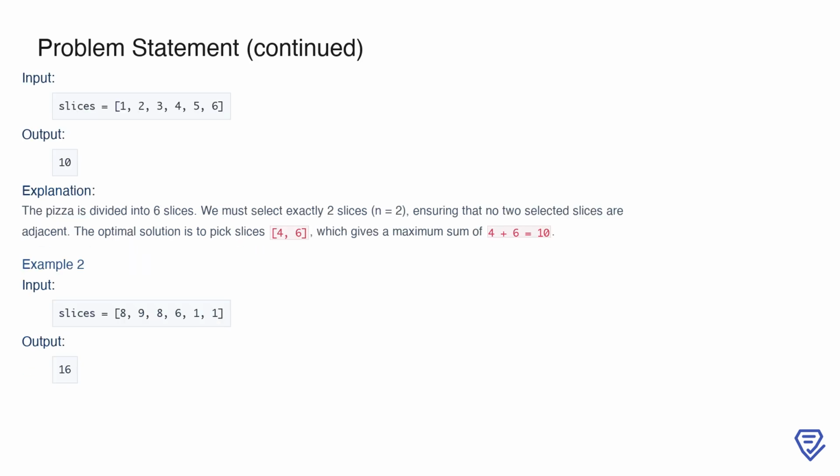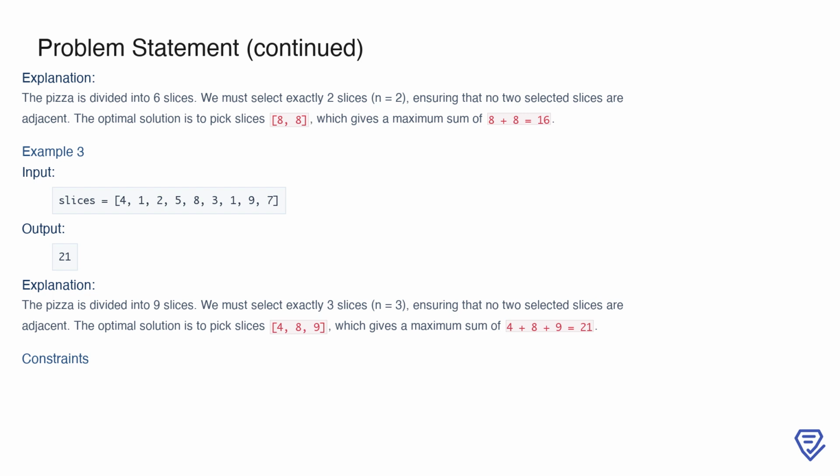Let's look at a concrete example to understand this problem better. Suppose the input array slices is 1, 2, 3, 4, 5, 6. Since the pizza has 6 slices and the length of the array is 3n, we know that n equals 2, so we need to select exactly 2 slices. However, we also need to make sure that the slices we pick are not adjacent in the circular array. In this case, the optimal choice is to pick slices 4 and 6. These 2 slices are not adjacent, and their sizes add up to 10. Therefore, the output for this example is 10. This demonstrates how the constraints of adjacency and maximizing the sum come into play.